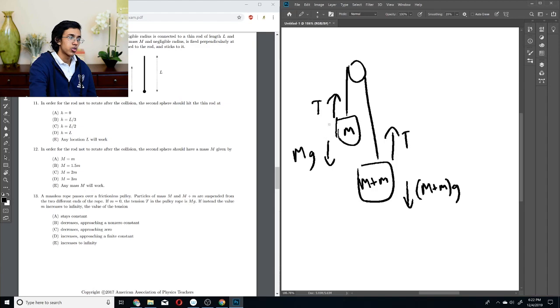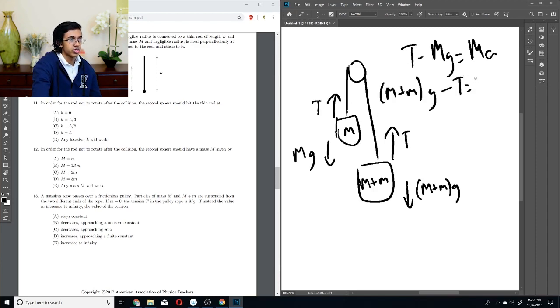So for the left one, if we say that the blocks are accelerating such that the right one is going down, then we could say that T minus mg is equal to ma. And then for the second one, we have (m plus M)g minus T is equal to (m plus M)a. So basically, we're trying to solve for the tension in the rope, right? So if we want to solve for the tension, we got to get rid of a, because that's our only other unknown, and we don't care about the a, we only care about tension. So let's get rid of that.